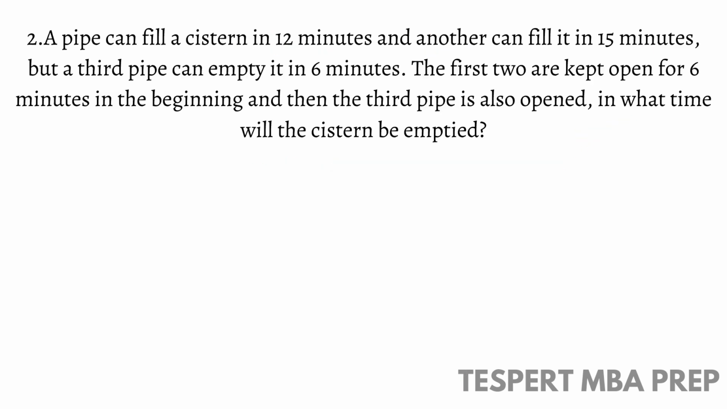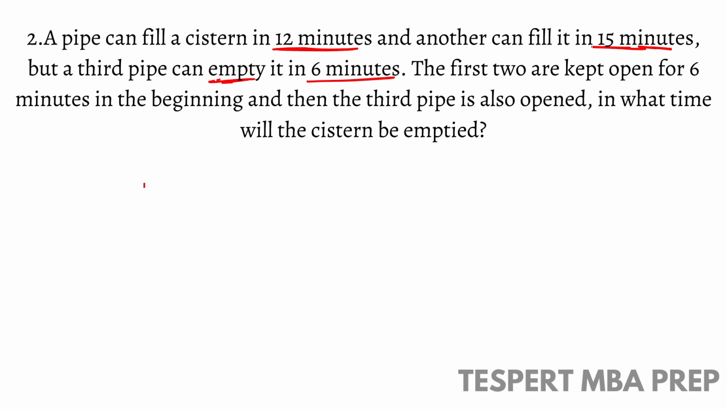A pipe can fill a cistern in 12 minutes and another can fill it in 15 minutes, but a third pipe can empty it in 6 minutes. The first two are kept open for 6 minutes in the beginning and then the third pipe is also opened. In what time will the cistern be emptied? So the first pipe can fill the tank in 12 minutes, the second pipe can fill it in 15 minutes, whereas the third pipe can empty it in 6 minutes.